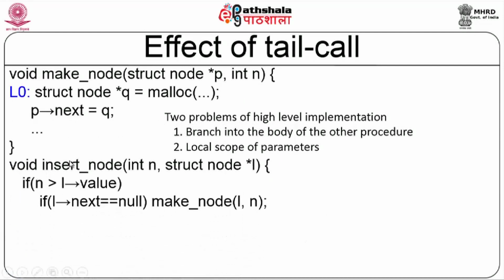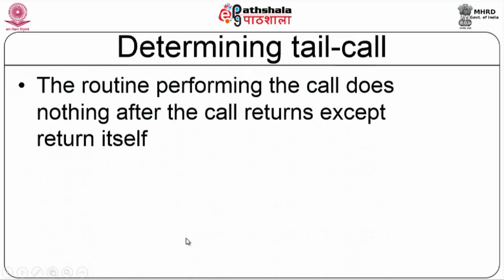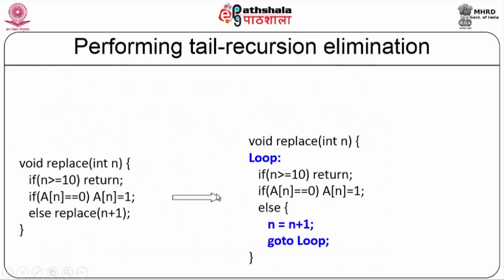Now, I had this calling another function called make node. If LR on x is equal to null, call make node, okay. Then I had some statements. So, here this can also be avoided, okay. So, where you will call make node and then that will be doing this. So, two problems of high level implementation happen here: branch into the body of the other procedure. So, in that case you have to have the local scope of parameters. So, determining tail call: the routine performing the call does nothing after the call except return itself.